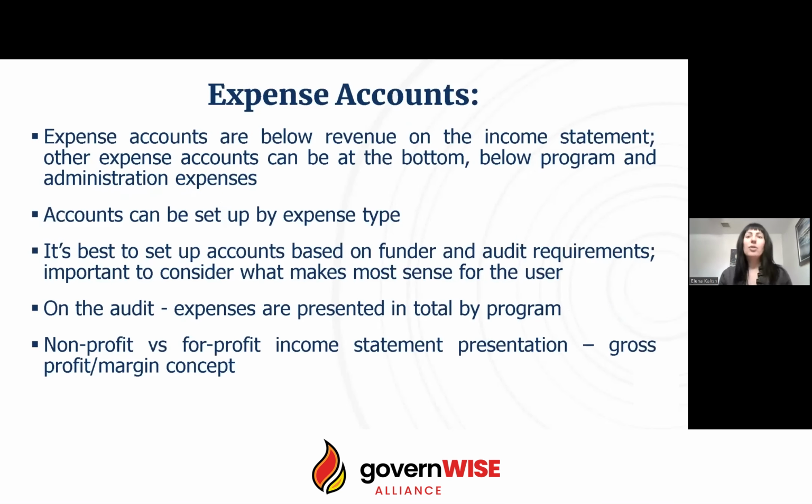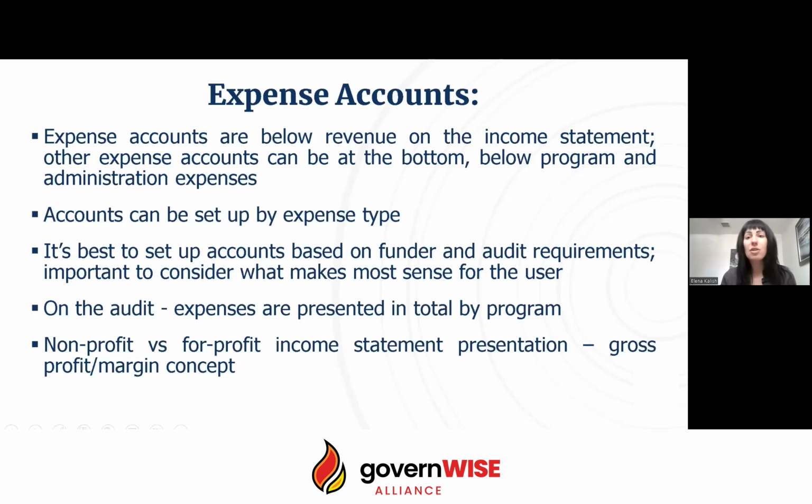So let's talk about expense accounts or categories, and how they're presented in different financial statements, financial reports and settings. Expense accounts are always below the revenue on the income statement. Other expense accounts, all those legal settlements and loss on sale of assets, would be completely at the bottom, below program and administration expenses. So accounts normally are set up by expense type.